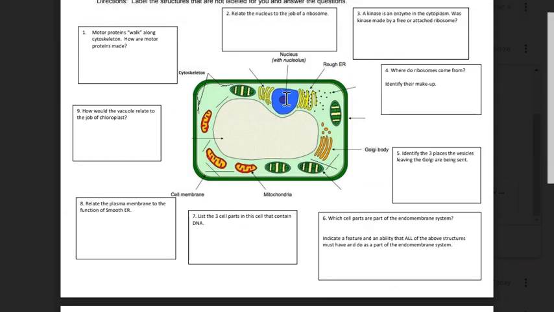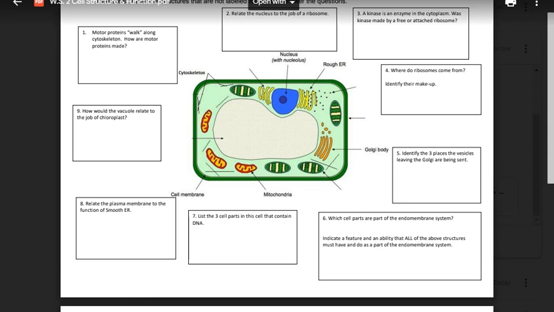So here's that nucleus, right? That's an easy one. Do you see that dark structure in the nucleus? Haven't you always noticed that on cell diagrams before? They always put this dark circle inside the nucleus. That's called the nucleolus, and that's where ribosomes come from. So ribosomes are made by a structure inside the nucleus called the nucleolus.